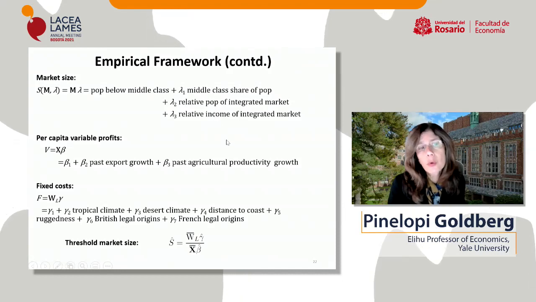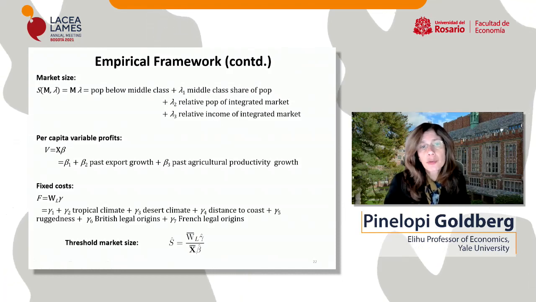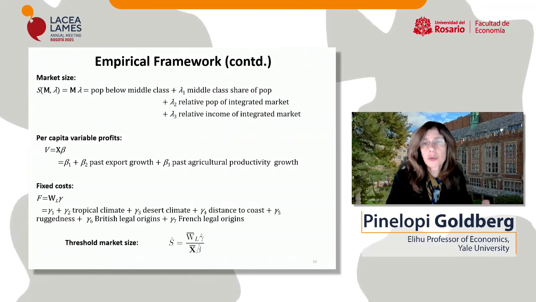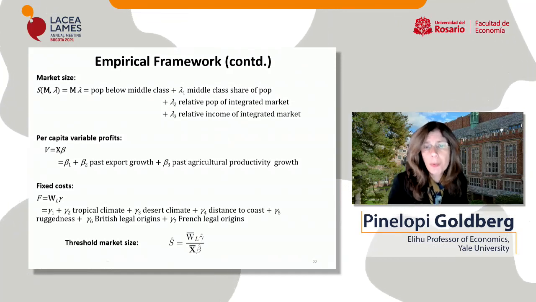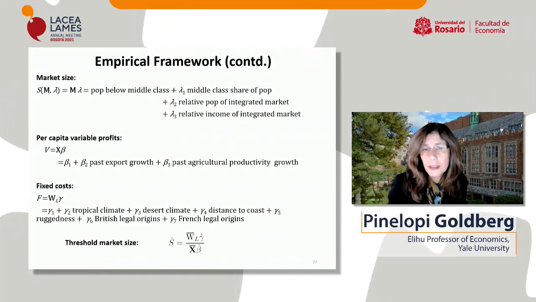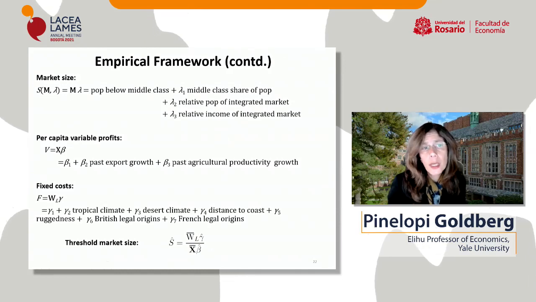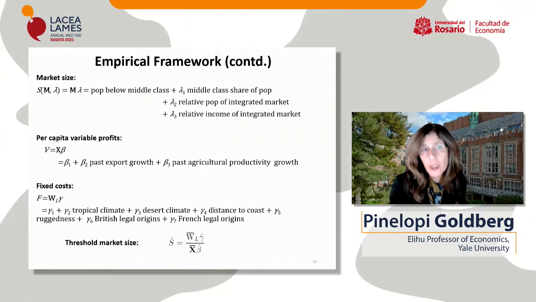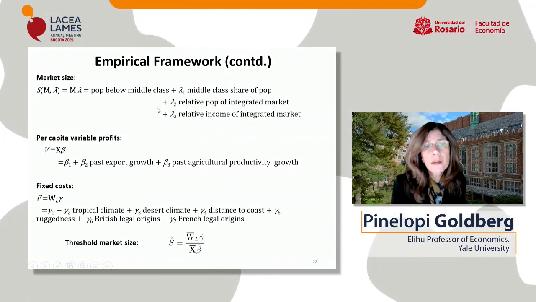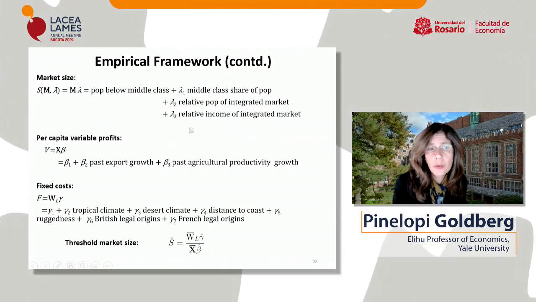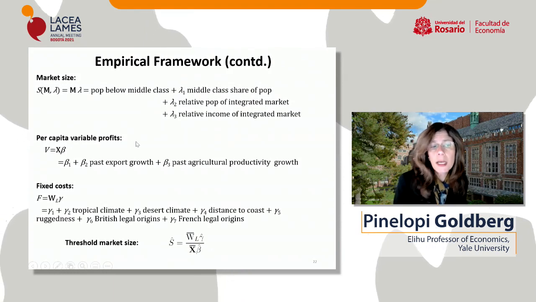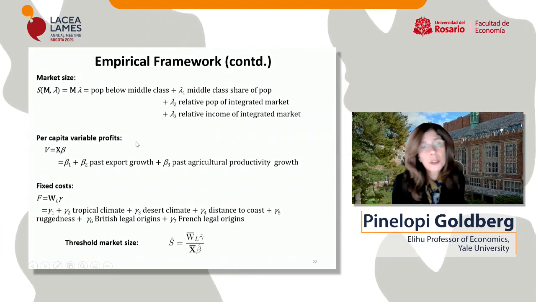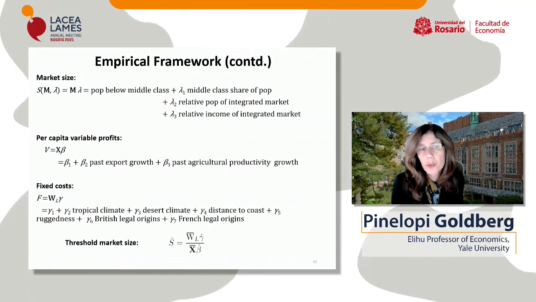So here we're going to ask the question, what happens if a country is open with other countries that have very large population versus opening up to countries that may not be that populous but have very high income. So this specification is very much informed by the model. Similarly, when it comes to per capita variable profits, these are the outcome of this wealth boost in the model.